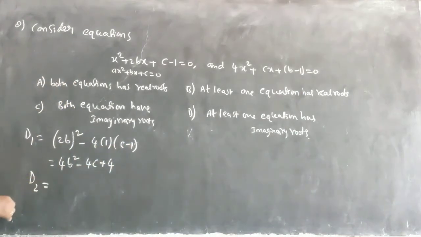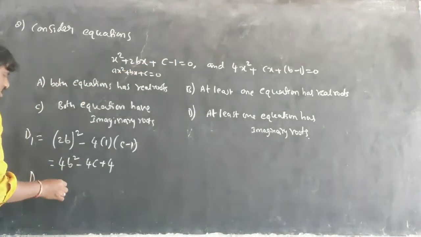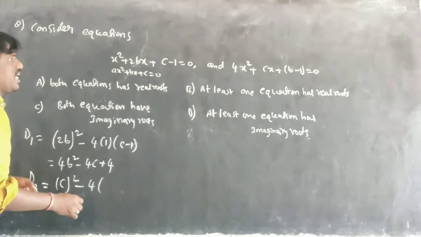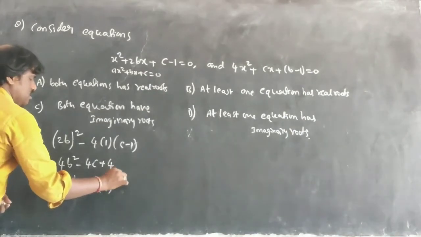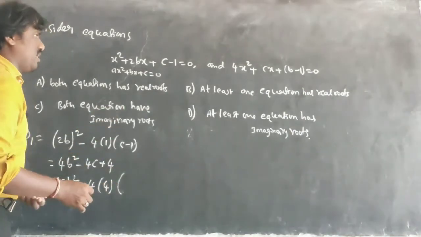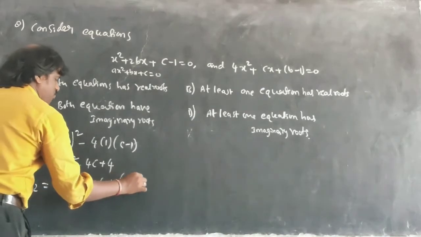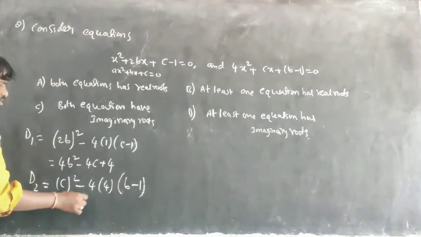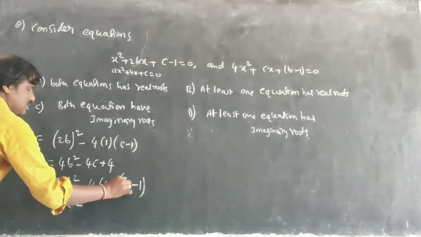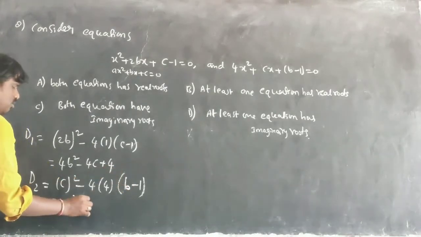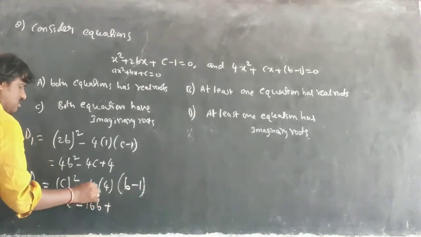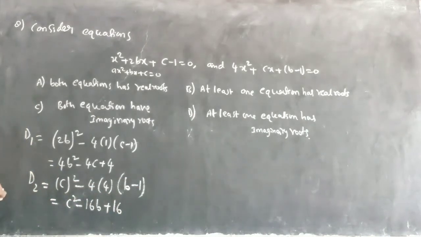Let us find the second one also. Discriminant D2 of that quadratic equation is c square minus 4 into a, where a is 4, and c is here b minus 1. Now let us find this value. What I am getting here is c square minus 4 4s are 16, and this is b minus 1. So c square minus 16b plus 16, minus into minus plus, 4 4s are 16.